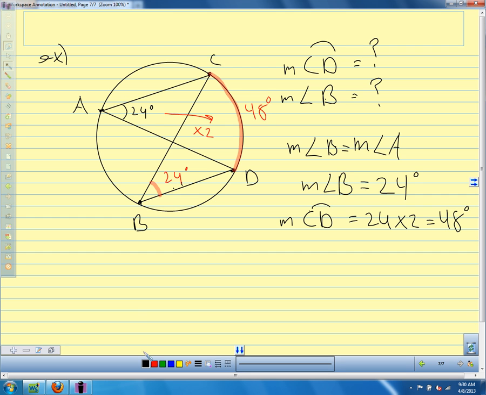And we could have done this problem in that order also. We could have said, I multiply 24 by 2 to get 48. I know that's a 48 degree arc. And then to go back to the angle, I need to divide by 2, so divide 48 by 2 and get 24. So we could do it that way also. But if we recognize right away that they intercept the same arc, we know those two angles have to be the same. Questions on that example? Okay, one last example.